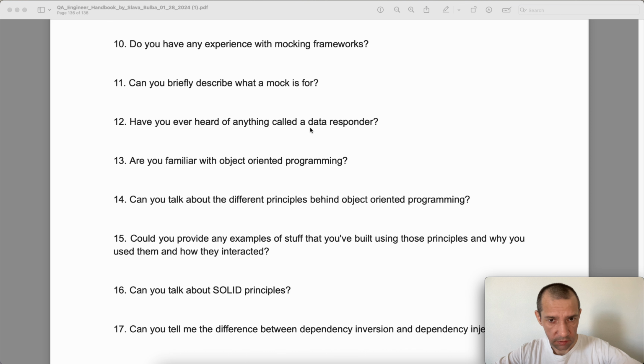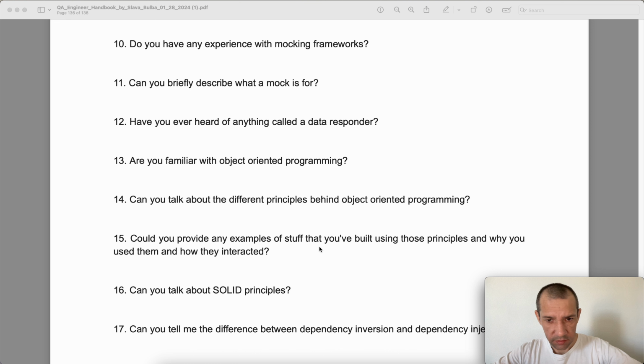Have you ever heard of anything called a data responder? Something related to BI, something specific to their company. Are you familiar with object-oriented programming? And could you talk about the principles behind object-oriented programming in the follow-up questions? So basically it's encapsulation, abstraction, inheritance, and polymorphism.